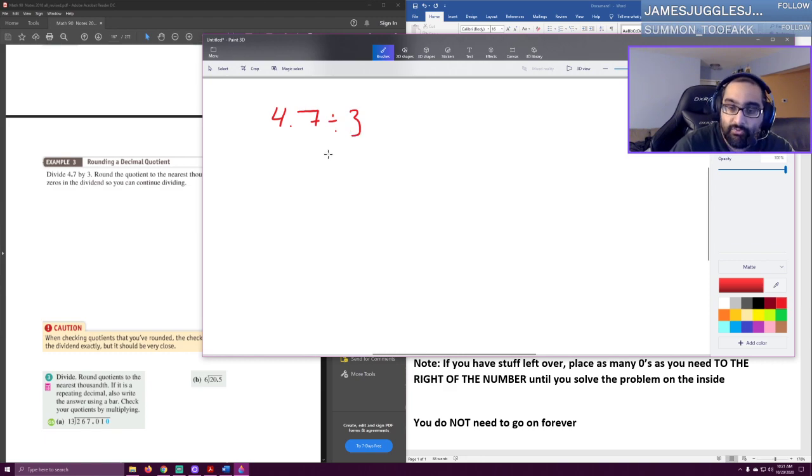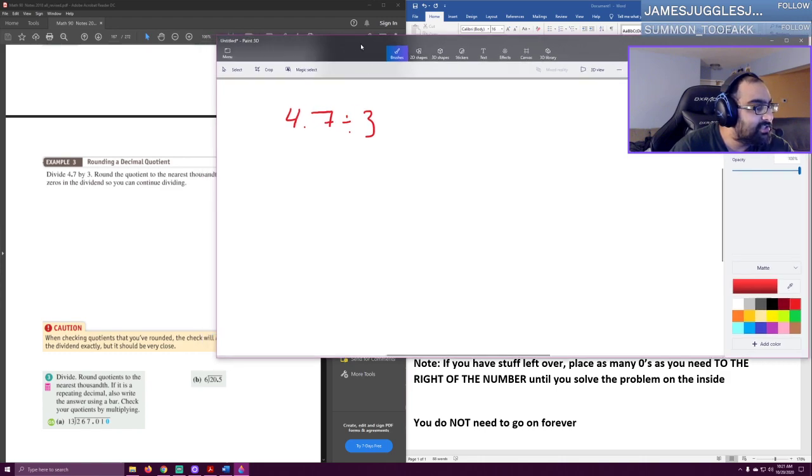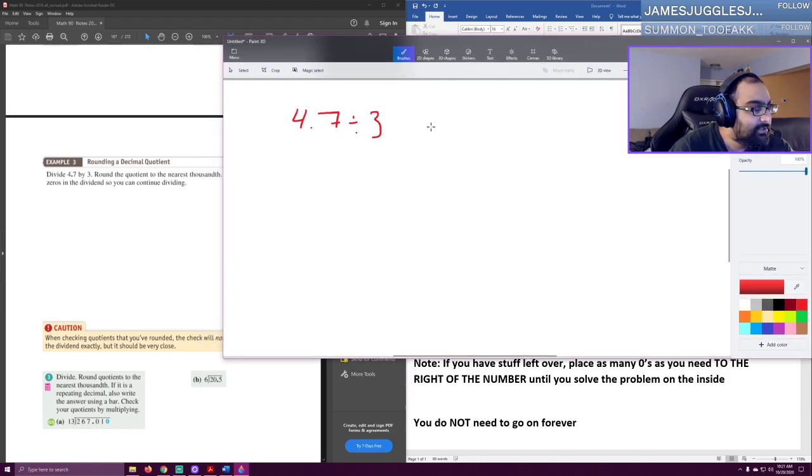So we're going to take 4.7 and divide it straight up by 3. Now, 4.7 divided by 3 is a little bit different than maybe what you're normally used to. It says to round to the nearest thousandth.